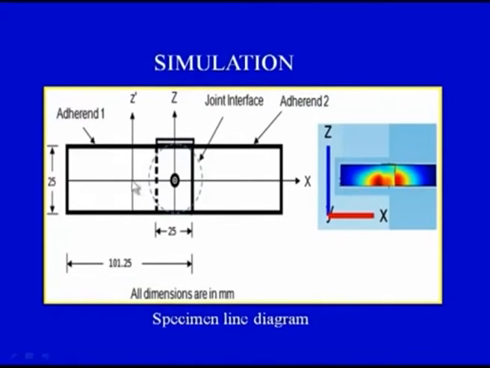Now this is actually the simulation process. Here there are two adherents. This is adherent number 1, this dotted portion. You can see how the arrow is moving. This is adherent number 1 and this is adherent number 2.